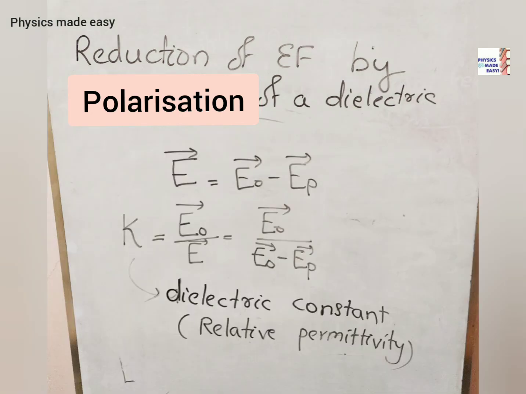If we take the ratio of the original field and the reduced field in the dielectric, we call it the dielectric constant or relative permittivity. Thus, we can say K or epsilon R is equal to the external field divided by the reduced field, E0 by E0 minus EP.